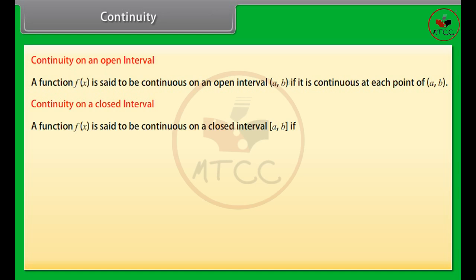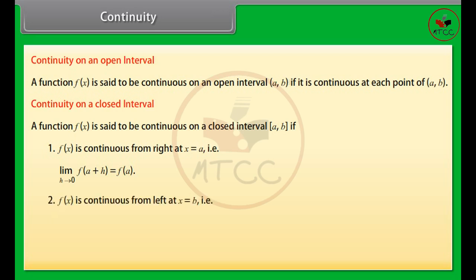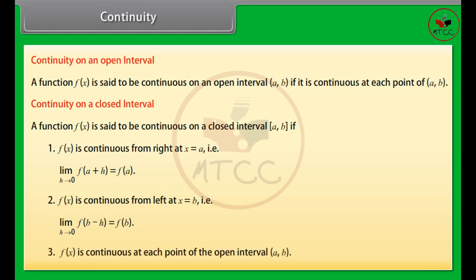A function f(x) is said to be continuous on a closed interval [a, b] if, one, f(x) is continuous from the right at x equals a, that is, limit h approaches 0 of f(a plus h) is equal to f(a). Two, f(x) is continuous from the left at x equals b, that is, limit h approaches 0 of f(b minus h) is equal to f(b). Three, f(x) is continuous at each point of the open interval (a, b).